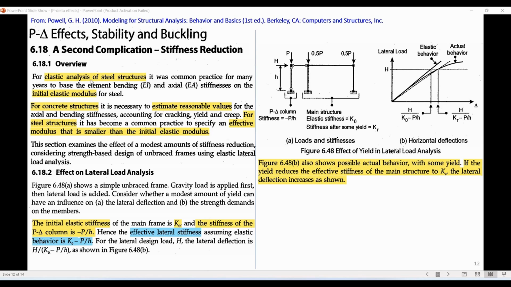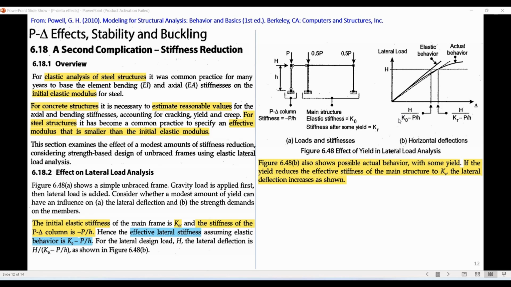Also, by reading here, for elastic analysis of steel structures, it's been common practice to base the element bending and axial stiffnesses on the initial elastic modulus for steel. And unlike concrete structures, we don't typically reduce the stiffnesses of the steel members. However, nowadays it is common to specify an effective modulus smaller than the initial elastic modulus when designing steel structures, which is a key difference between the two materials, okay? Also, it is important to understand that the P delta analysis is known as the second order analysis, and including the P delta effect in our ETABS model means we are performing elastic nonlinear analysis.